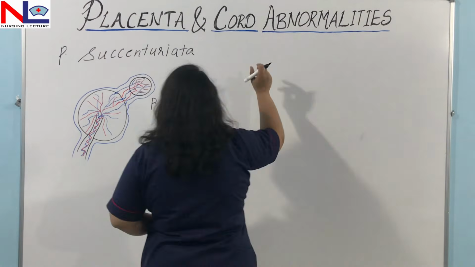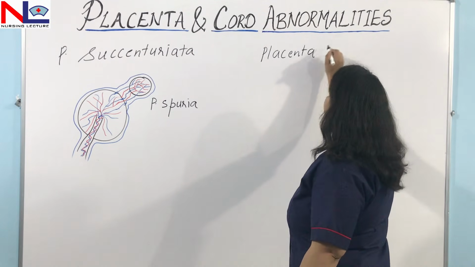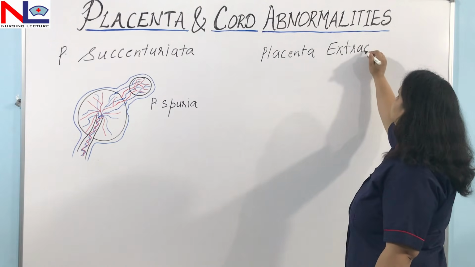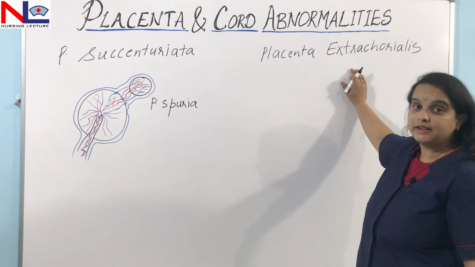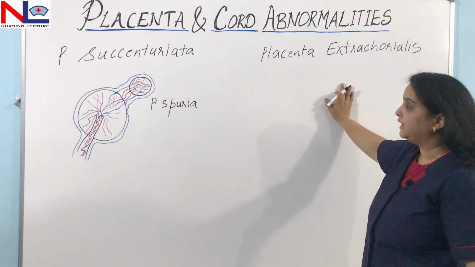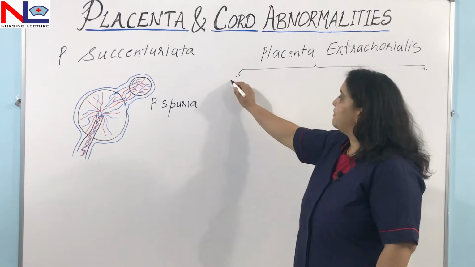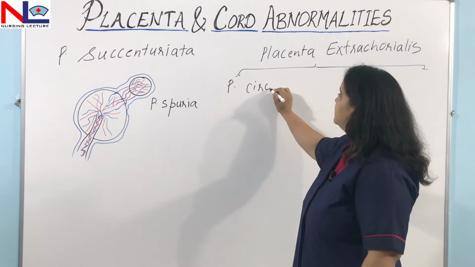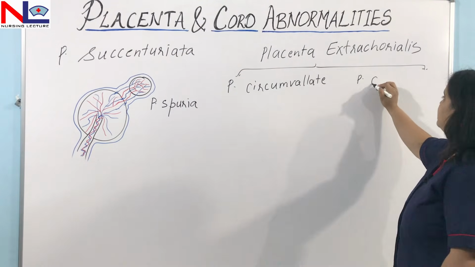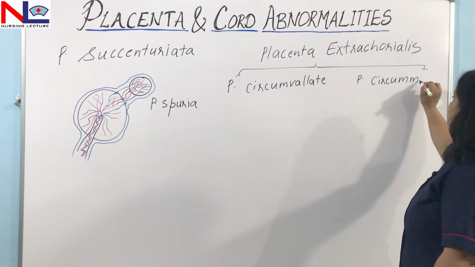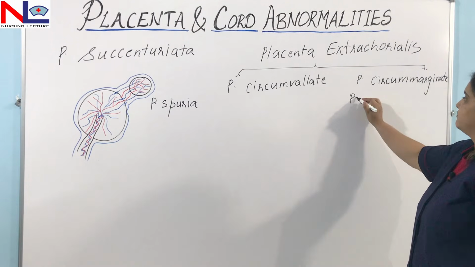Now another variety of placental abnormality is placenta extrachorialis. Extrachorialis, as the name suggests, extra means there are extra villi which are not covered. In this there are again two varieties: placenta circumvallata or placenta circummarginata. Another name is placenta marginata.